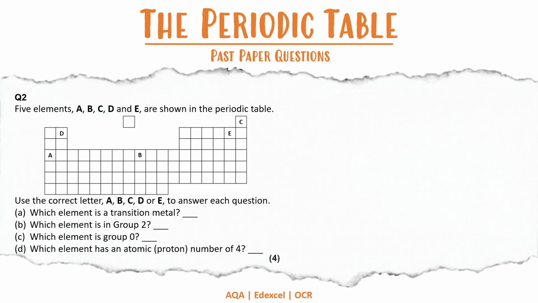Let's see how we've done. Here are the answers. Now we can see that element B is found in that center section, which is our transition metals. D is in the second column, which is group 2. C is found on the final group there, which is known as group 0, sometimes referred to as group 8. And the element with the atomic number of 4 would be the fourth element on the periodic table.